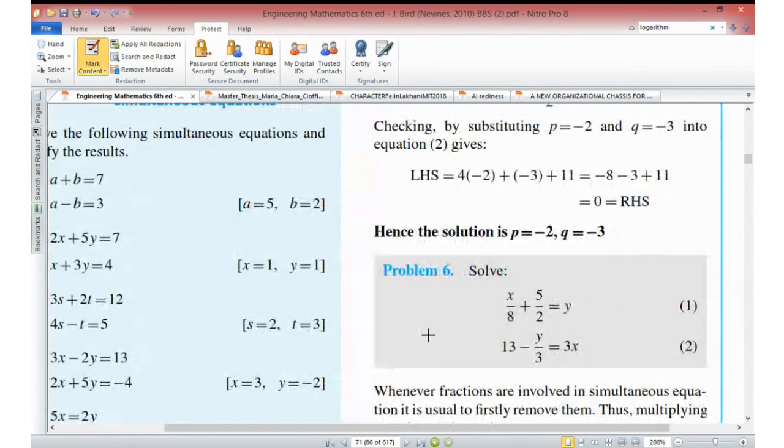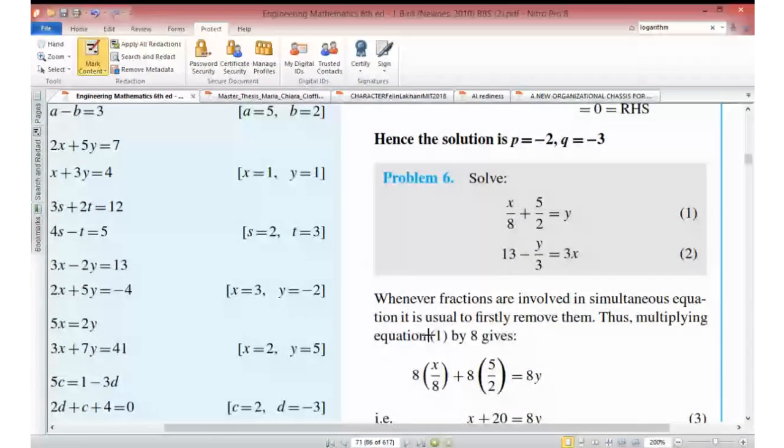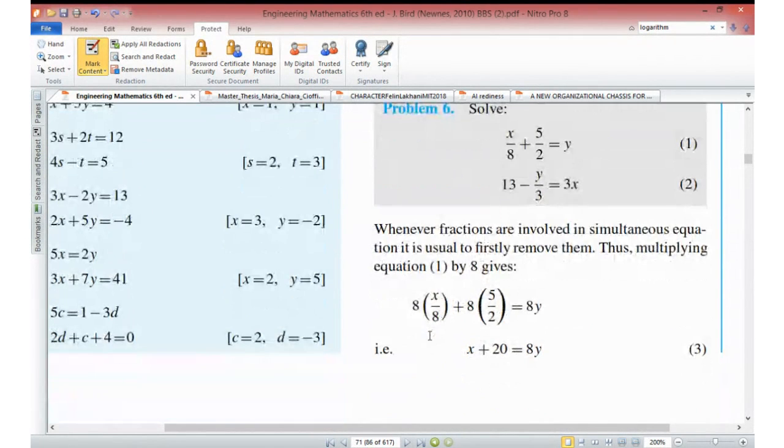We can check the answer for problem 6 together. It is another version of simultaneous equations that basically involves fractions. So you really need to balance your equation before you can move forward.